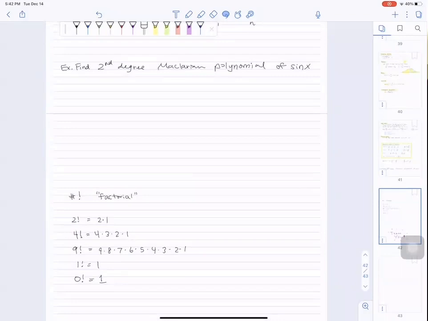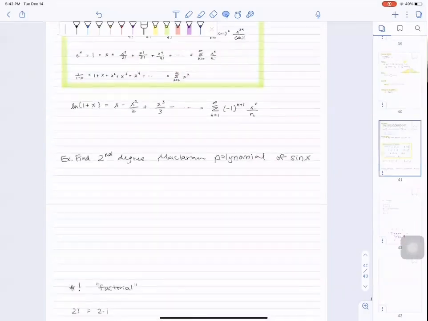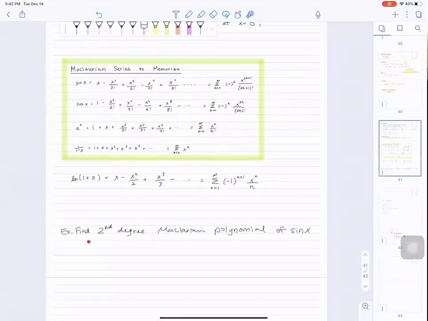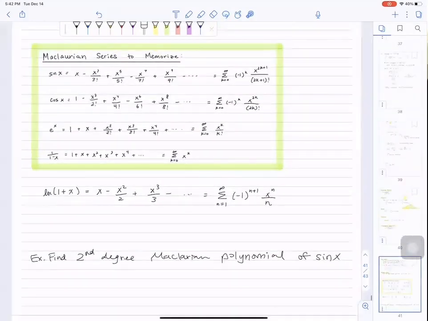Yep. Okay. And so if it asks you, for example, find the second degree Maclaurin polynomial of sine of x. We know what the Maclaurin series for sine of x is. It's this. What does second degree mean? It means that the highest power or highest exponent you want should be 2.